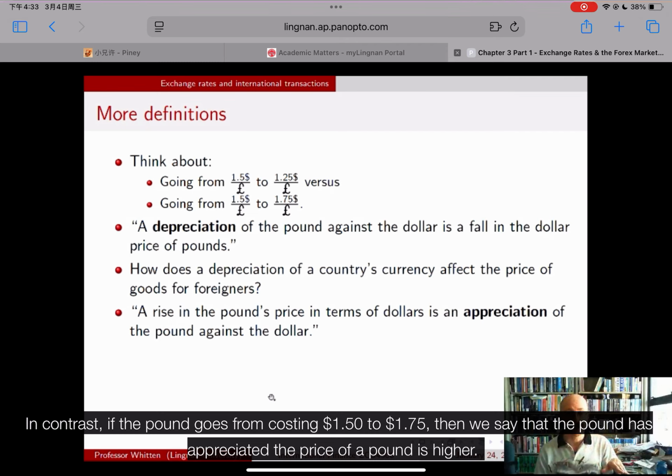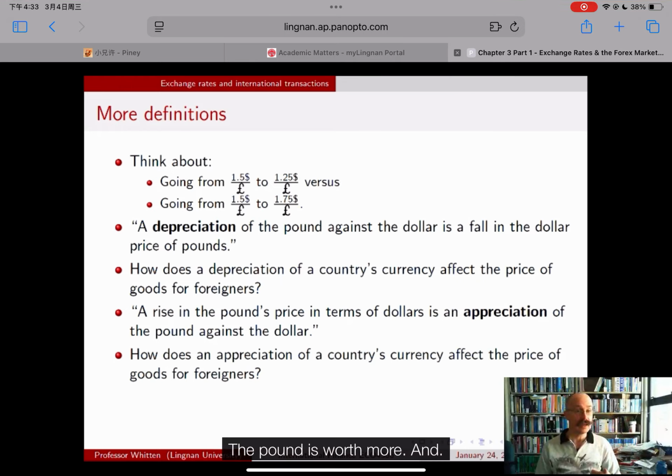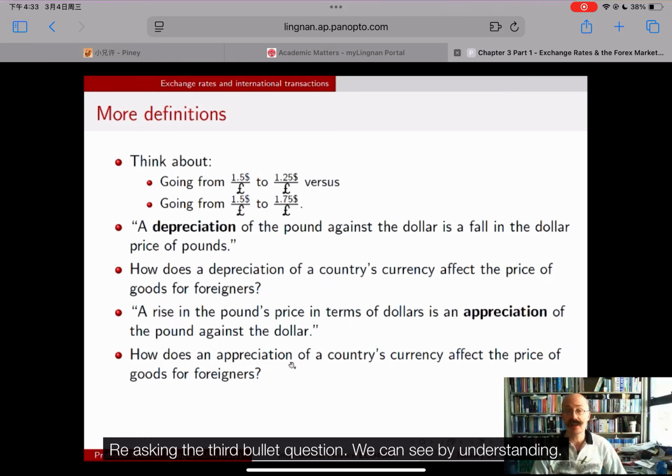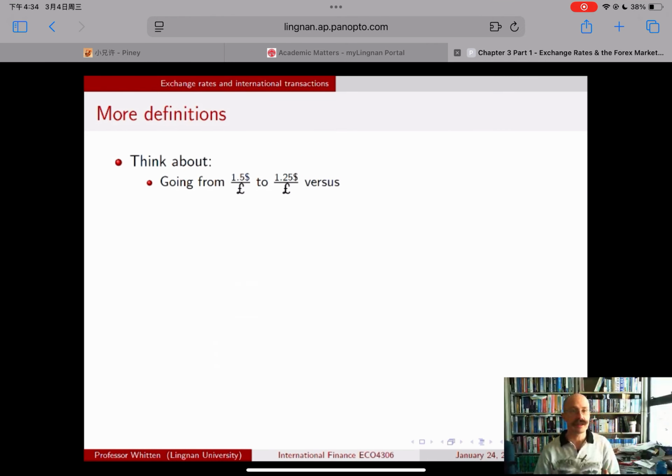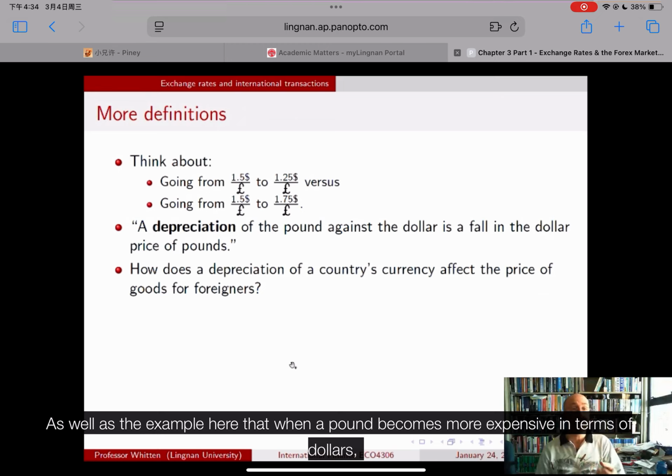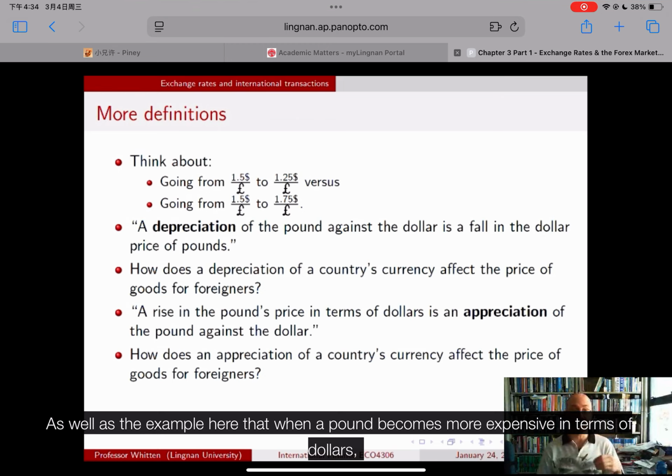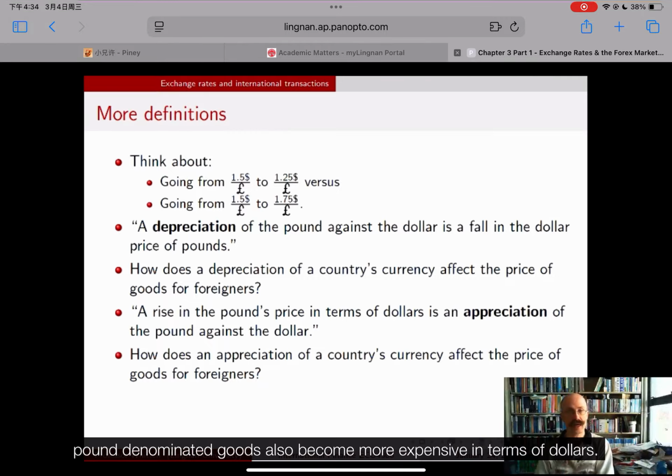In contrast, if the pound goes from costing $1.50 to $1.75, then we say that the pound has appreciated. The price of a pound is higher. The pound is worth more. And re-asking the third bullet question, we can see, by understanding, as well as the example here, that when a pound becomes more expensive in terms of dollars, pound-denominated goods also become more expensive in terms of dollars.